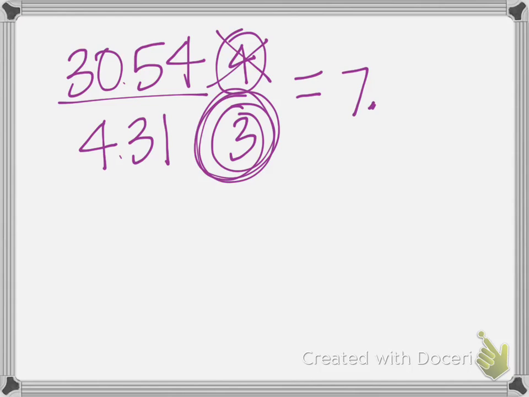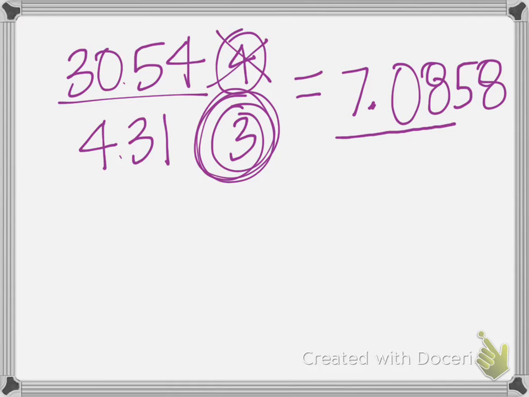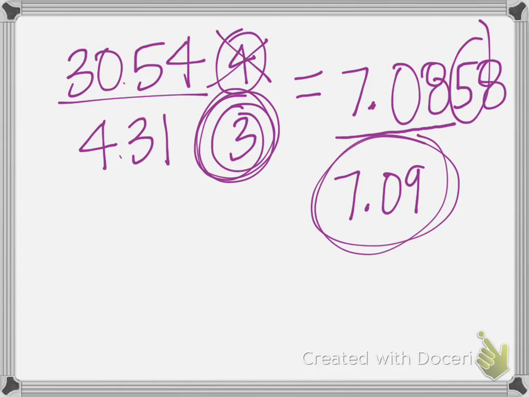In your calculator, you should have gotten 7.0858. I know that I can only keep 3 of those digits, so 7.08. However, I look and see that I have a 5. That's going to round it to 7.09. Final answer, 3 sig figs.